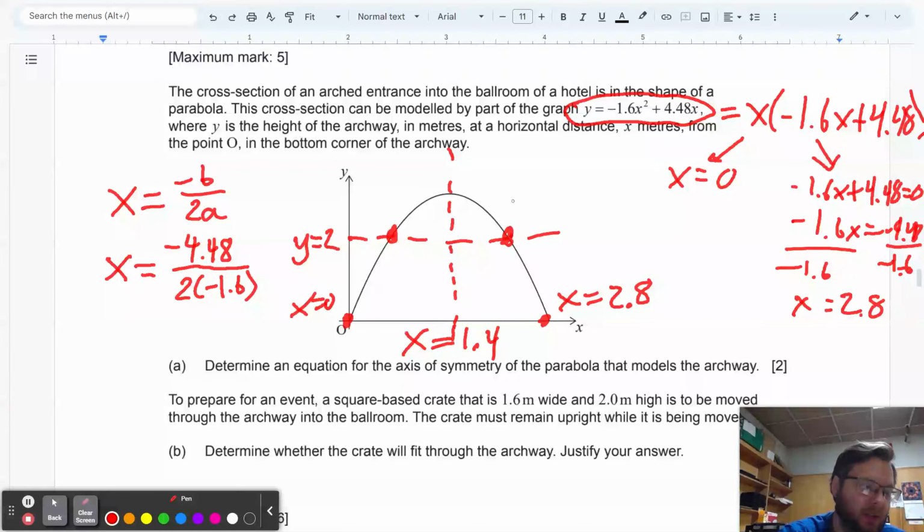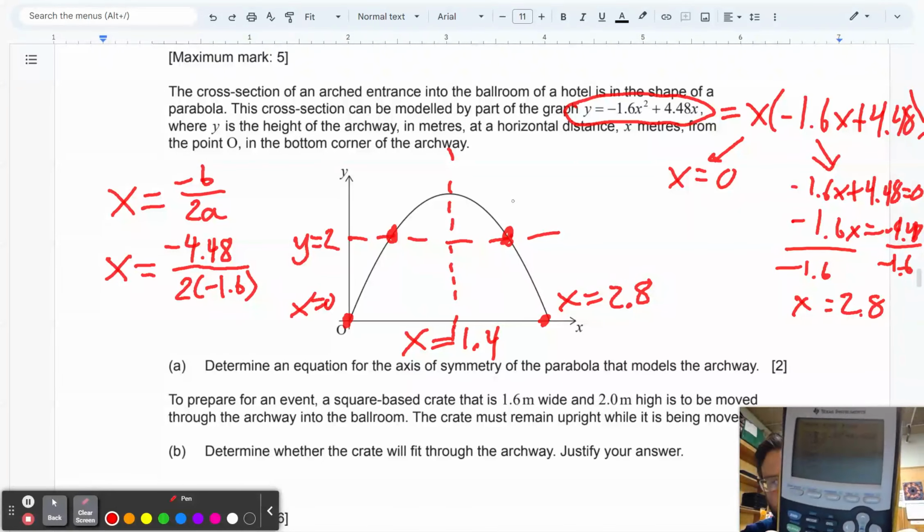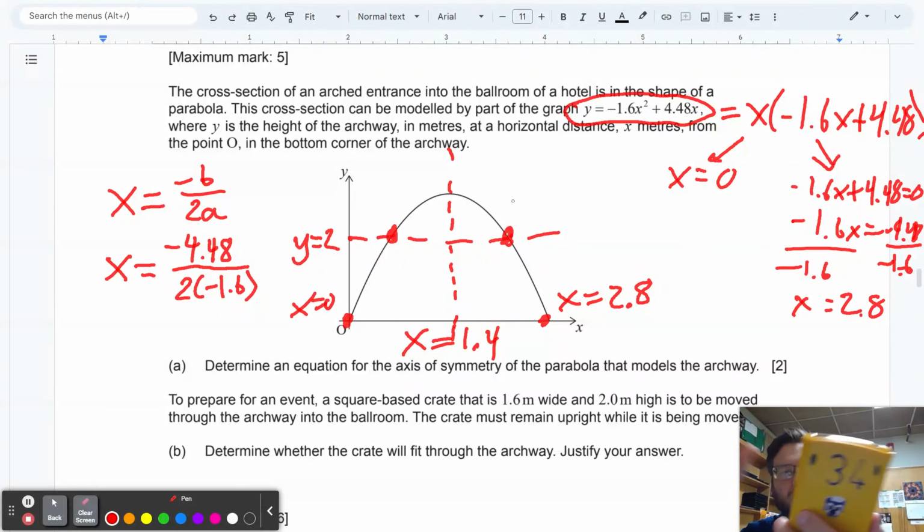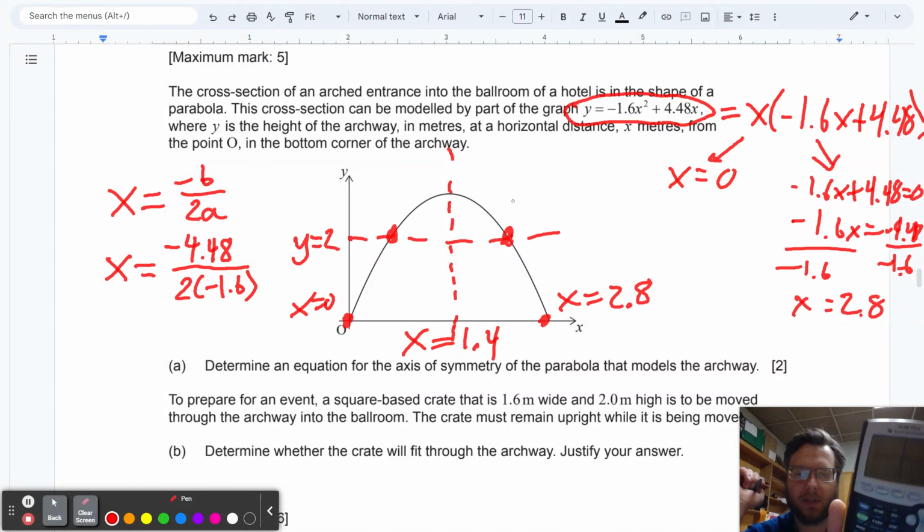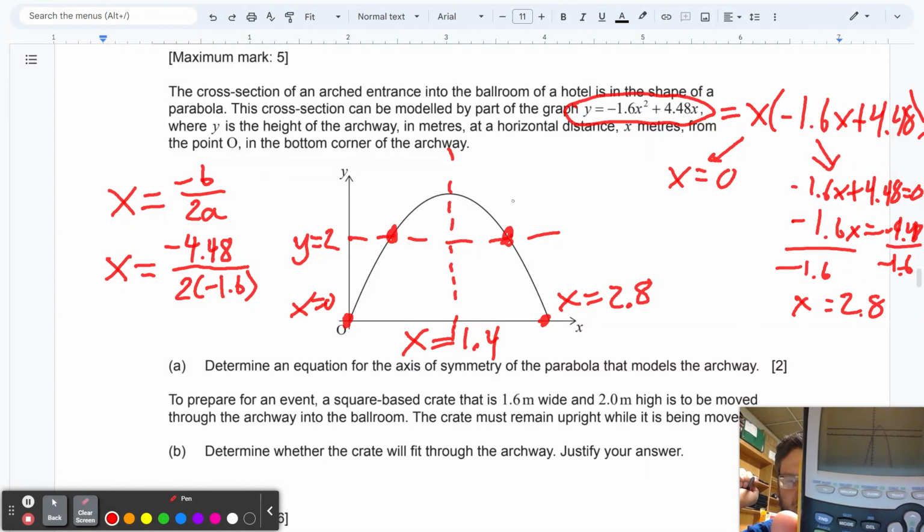So I'm going to use my calculator to graph both the archway and the line. There's a way to do this by hand as well, but I'm going to show you the graphical way. I typed both equations into my y equals, I press graph, and I see this beautiful parabola and line intersection, and I want to find those intersections.